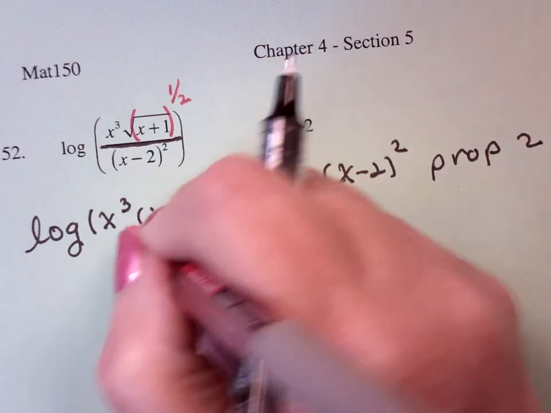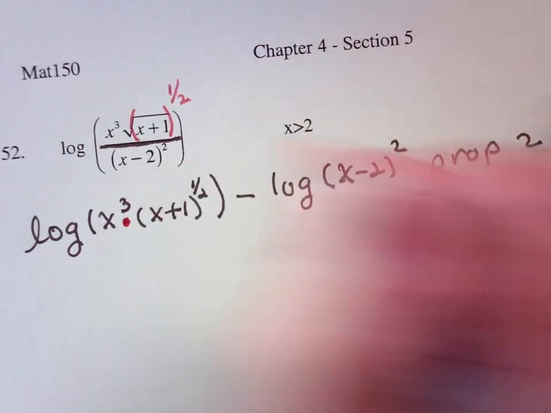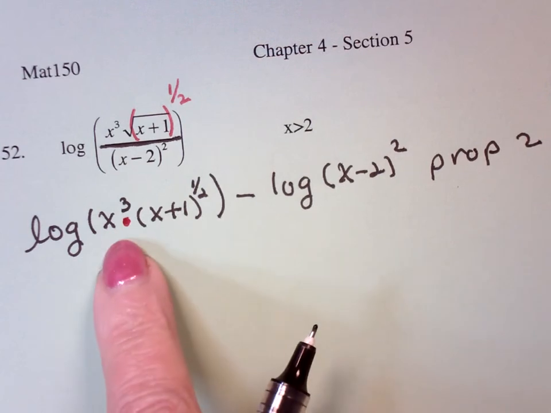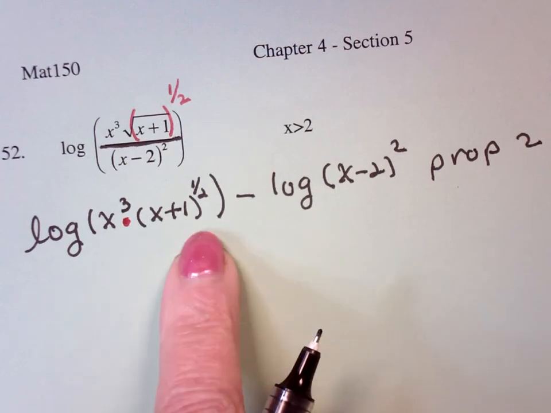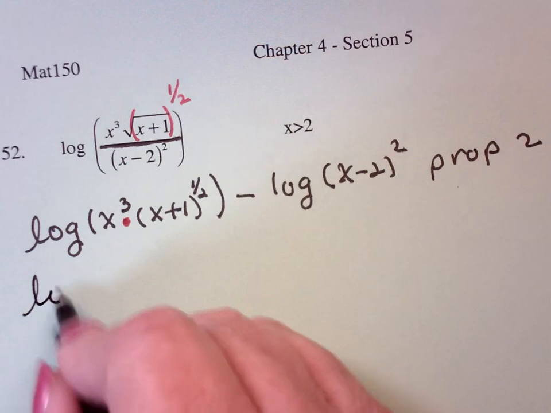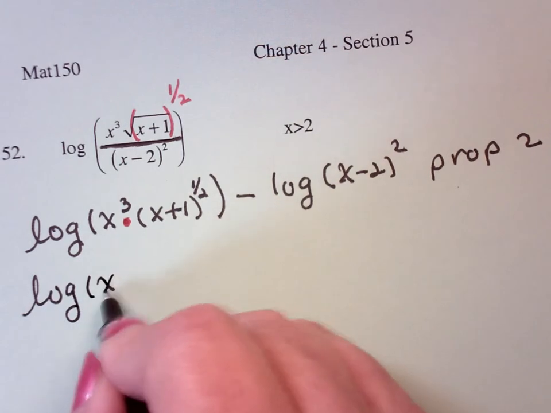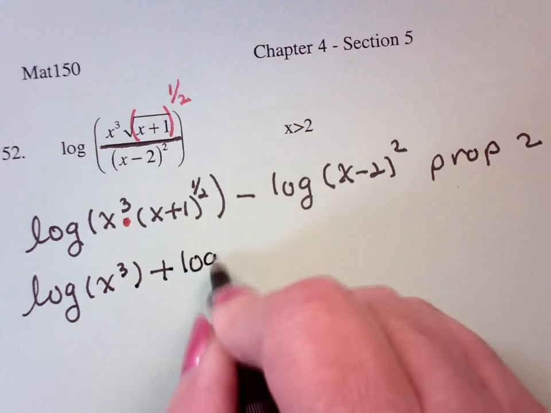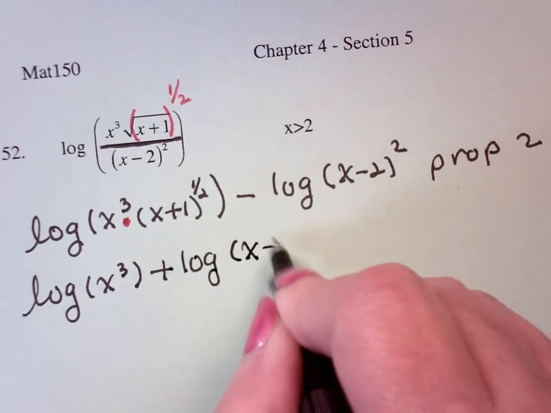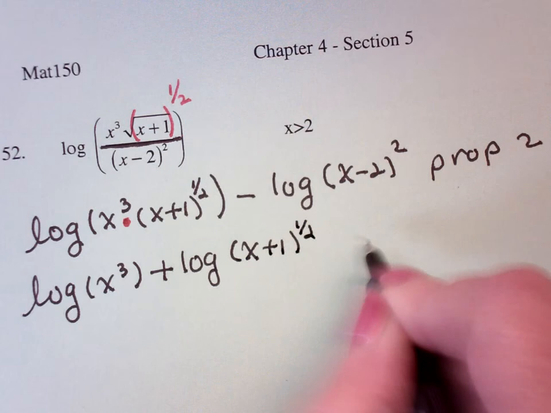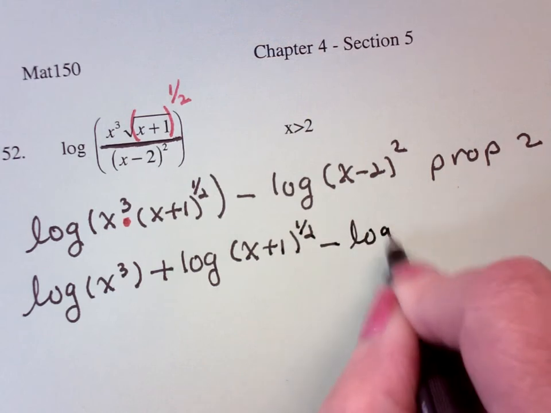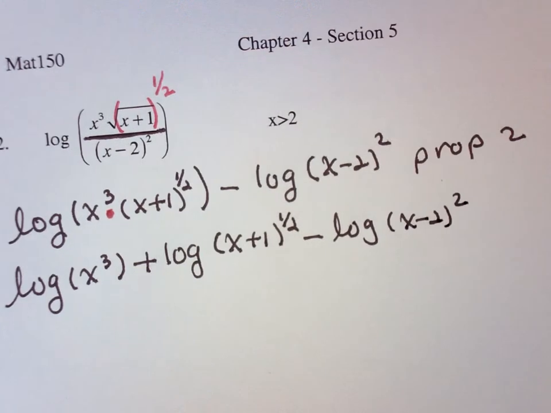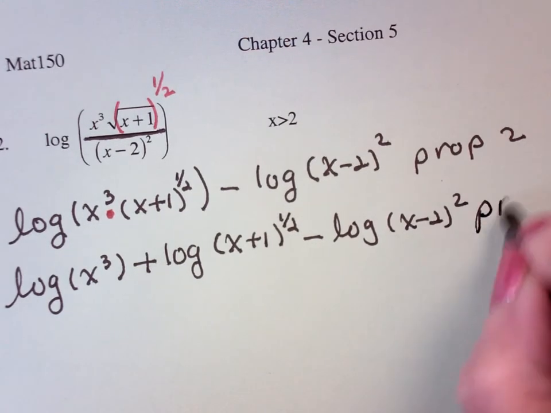Now I notice that this is a product on the inside right here. So I'm not done. I can break this up using property 1 into the log of the first factor plus the log of the second factor minus the log of x minus 2 squared, and that's going to be property 1.